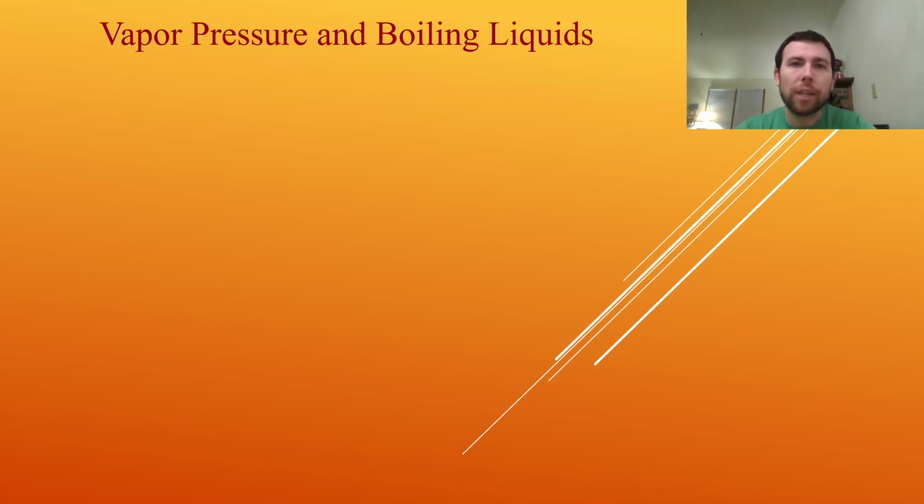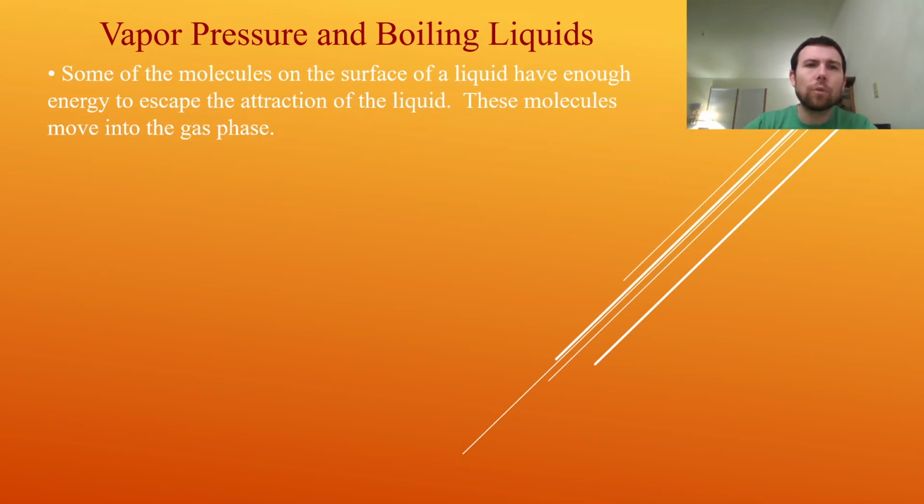Now let's take a look at vapor pressure and boiling liquids. When you think back, we had surface tension, where we're looking at the surface of a liquid. The reality is that some of the molecules on the surface of a liquid are going to have enough energy to escape the attraction of the liquid. When that happens, those molecules exit the liquid phase and move into the gas phase. You can think of this like evaporation, right? If you leave a water bottle open, it's not the molecules at the bottom of the water that are escaping, it's the ones on the surface. And so over time, as more and more particles have energy, they escape out and move into the gas phase.